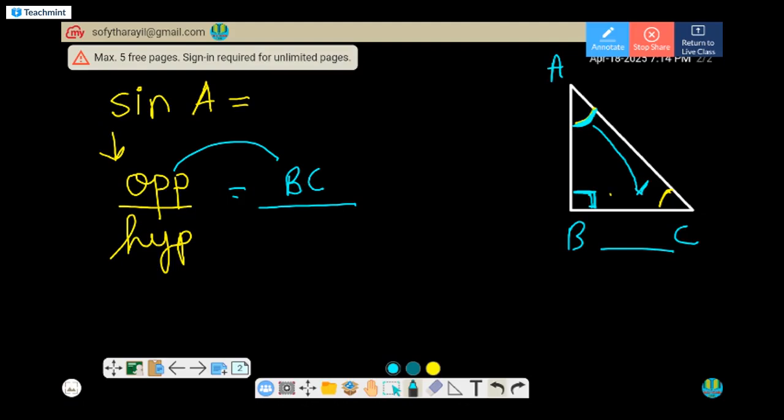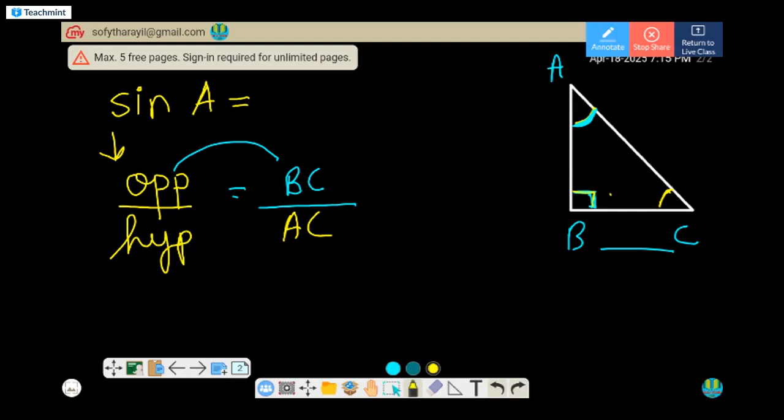Can you tell me what is the hypotenuse here? Okay, Nidhi, tell me. AC, hypotenuse. AC, correct. So whatever is 90 degrees, the side just in front of it is called the hypotenuse. Hypotenuse is fixed, it will not change. For a triangle, the hypotenuse is a fixed side.